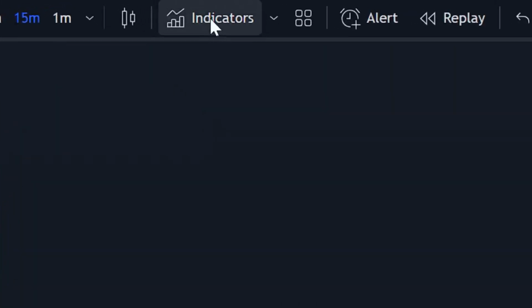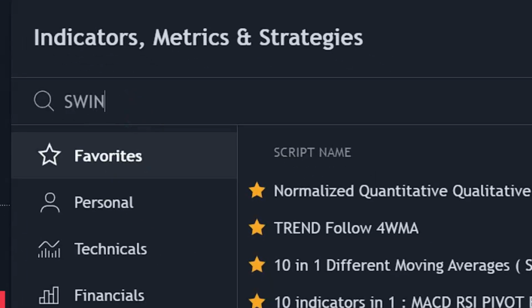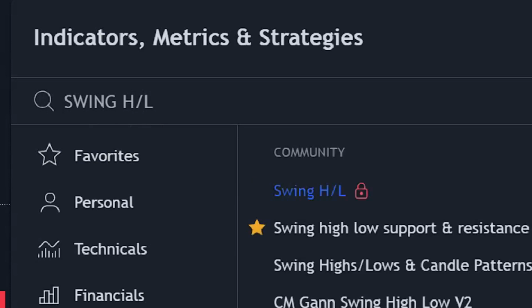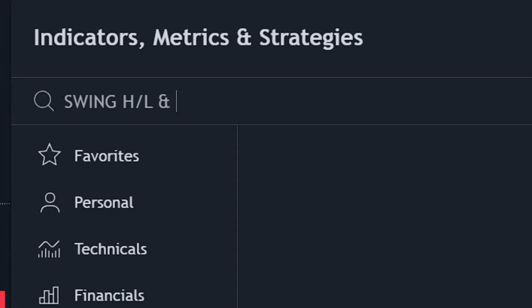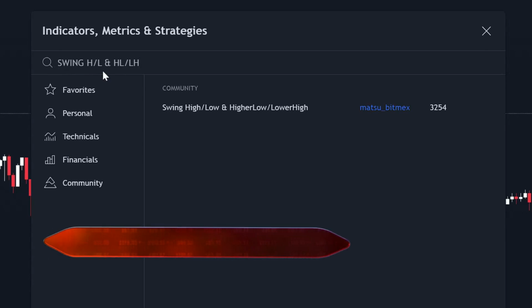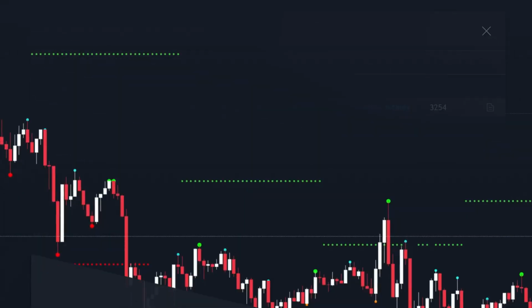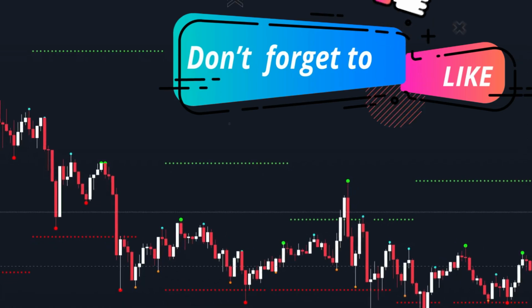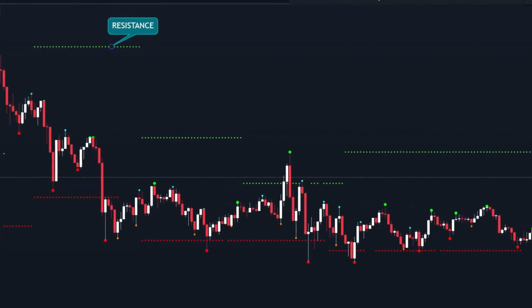Go to the top section of the TradingView, locate the indicator section and give that a click. A new window should pop up. That's where we'll type in swing high low and higher low, lower high in the search tab. Hit enter and the indicator should appear in the results. Then just click on it and voila, it will be added to your chart, giving us valuable information on support and resistance levels. As you'll see, the indicator will automatically draw the highs and lows, which is incredibly convenient and will ultimately help us make simple but profitable trades.